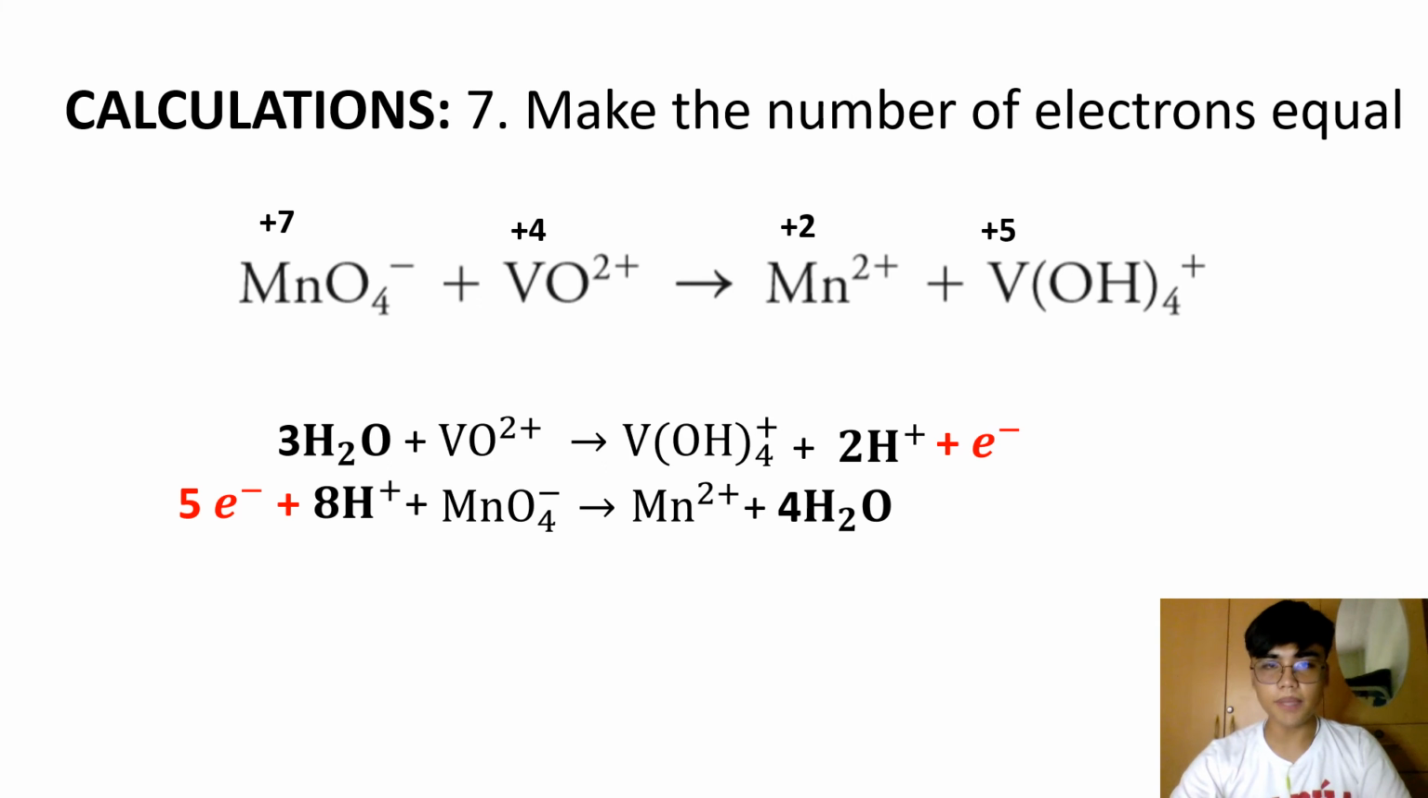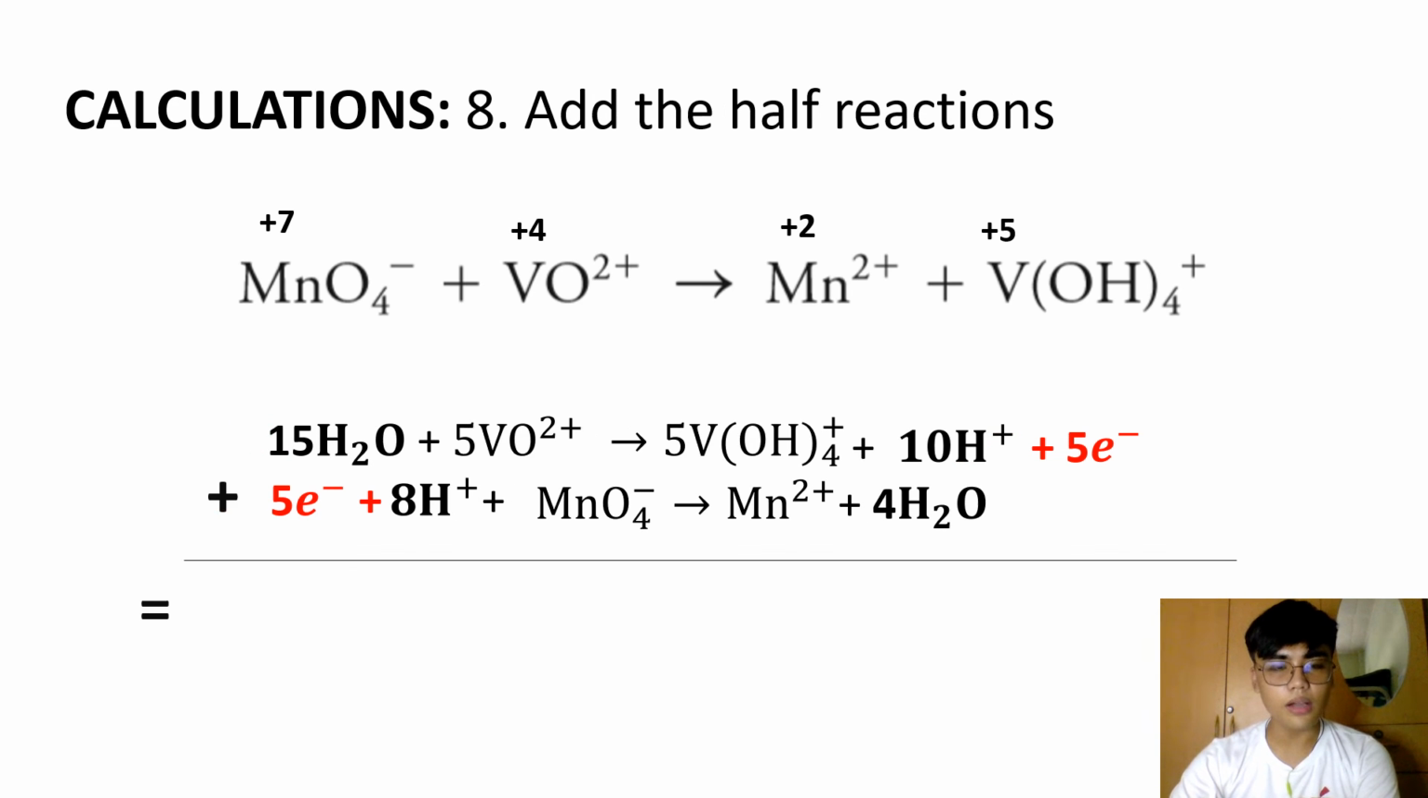For the step 7, we need to make the number of electrons equal. So we have here 1 electron on our oxidation half reaction and 5 on the reduction part. In order to balance the number of electrons, we will multiply the oxidation half reaction by 5, making it 15 H2O plus 5 vanadil ion that yields 5 vanadium 4 hydroxide plus 10 hydrogen ion plus 5 electron.